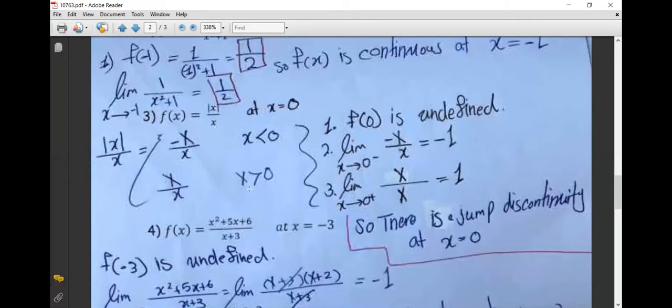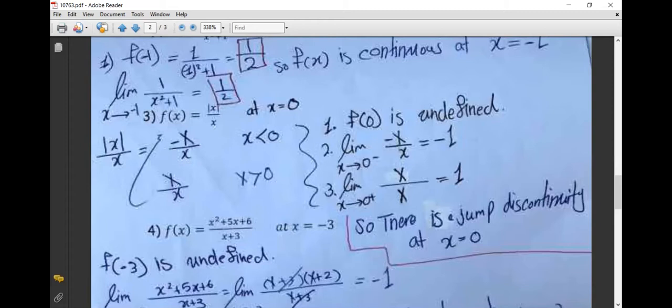What I told you in the beginning: if before 0 and after 0 the function changes, it's discontinuous, right? So that's sometimes called jump discontinuity. Let's see how it will happen.